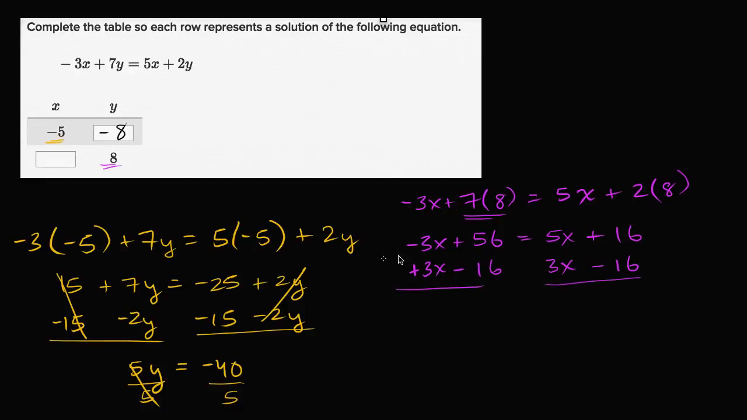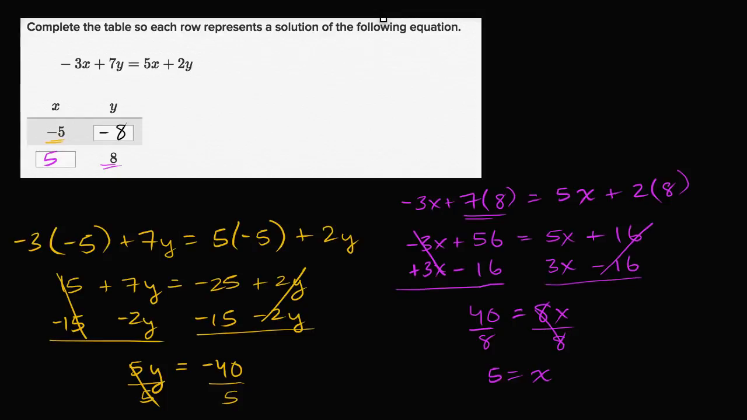And we're going to be left with, these cancel out. 56 minus 16 is +40. And then, let's see, 16 minus 16 is 0. 5x plus 3x is equal to 8x. We get 8x is equal to 40. We could divide both sides by 8. And we get 5 is equal to x. So this right over here is going to be equal to 5.